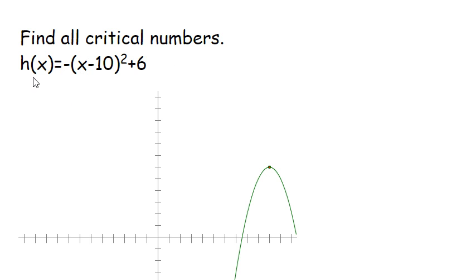Anyway, it says find all critical numbers. Here's h of x, so let's write that down. We have h of x is equal to negative x minus 10 quantity squared plus 6.